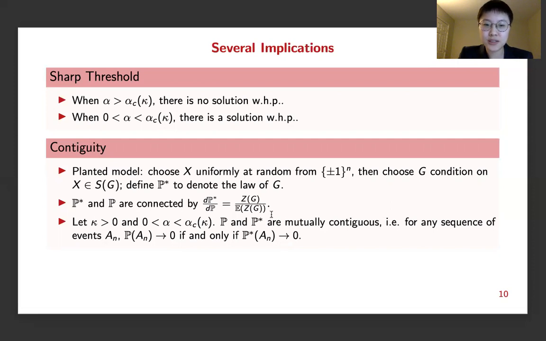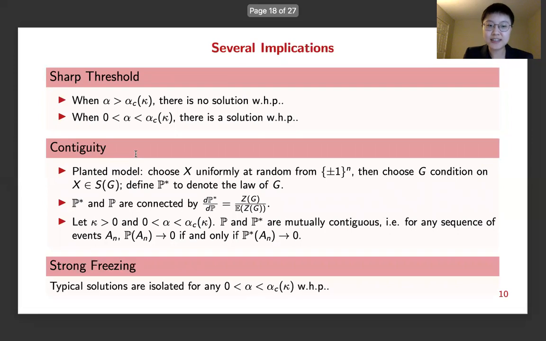And because of this relation, because we characterize the number of solutions normalized by expectation, we characterize the distribution of this term on the right-hand side. So that's how we get contiguity from the log-normal limit result we had at the beginning. So this is a consequence of the previous result. Another consequence that we have is this strong freezing result, that indeed typical solutions are isolated for any alpha between 0 and alpha_c of kappa with high probability. So the three results, again: sharp threshold, contiguity, and strong freezing.